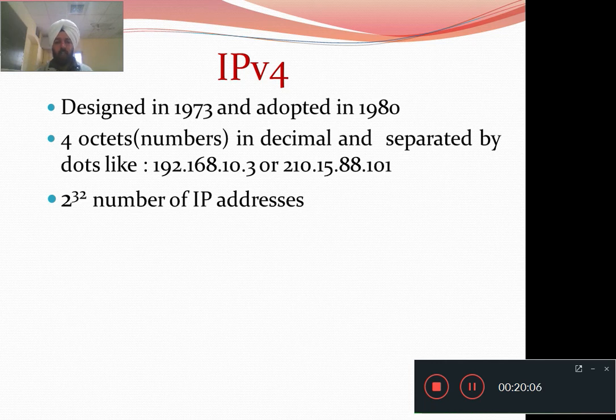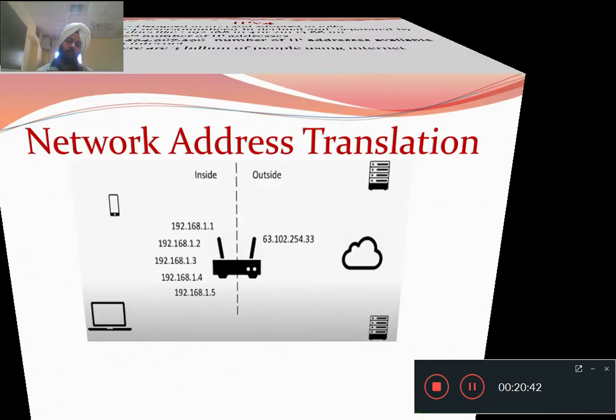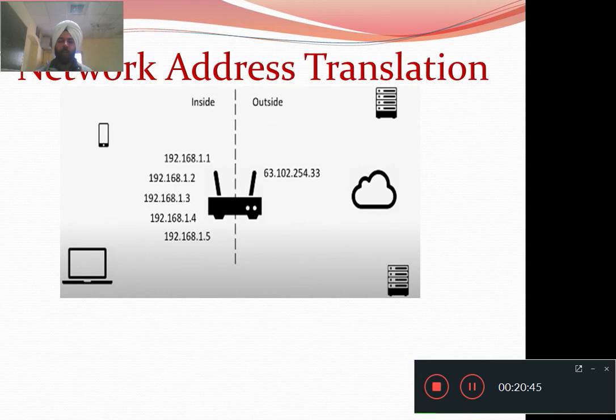That means 4 billion IP addresses are available on the internet. There are 3 billion people using the internet, and 4 billion IP addresses are available using IP version 4. But if the value exceeds, what will we do? Then we can use network address translation.